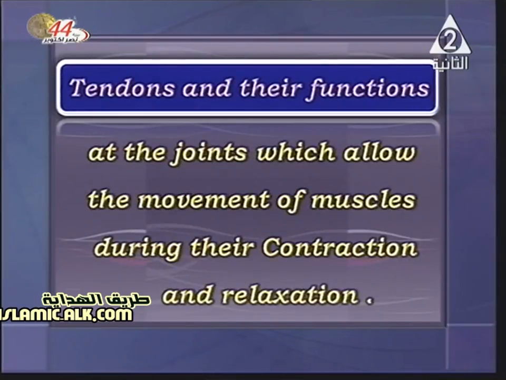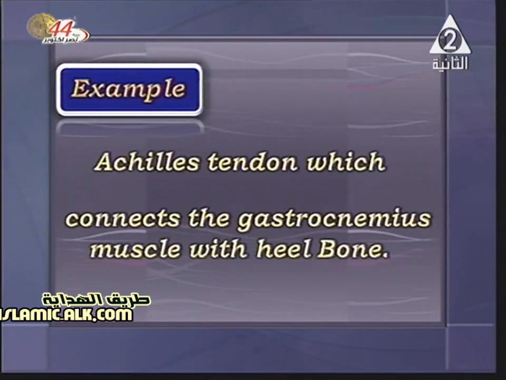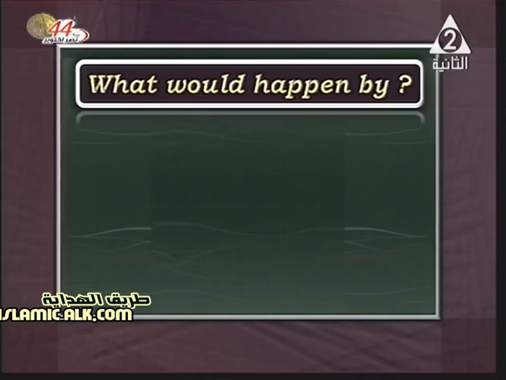At the joints, which allow the movement of muscle during what? Contraction and relaxation of the muscle. From the examples of the tendon in your body, like the Achilles tendon, which connects the gastrocnemius muscle with the heel bone. Okay, and what would happen if this tendon, which is the Achilles tendon, is damaged?